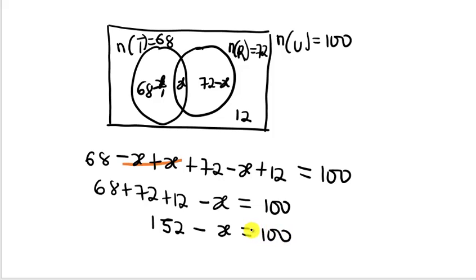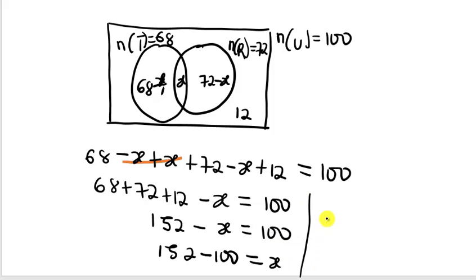Let's solve for X. We have 152 minus 100 equal to X, so 52 is equal to X. This tells us that those who owned both television and radio are 52 in terms of percentage.